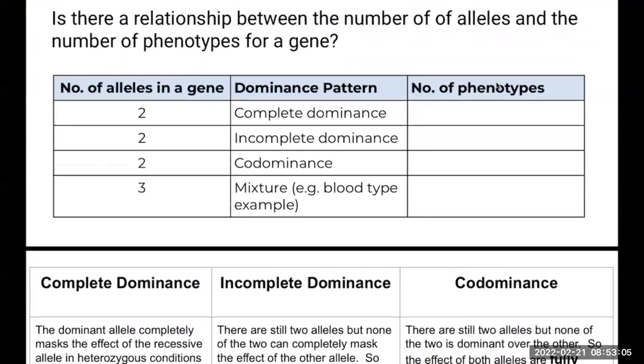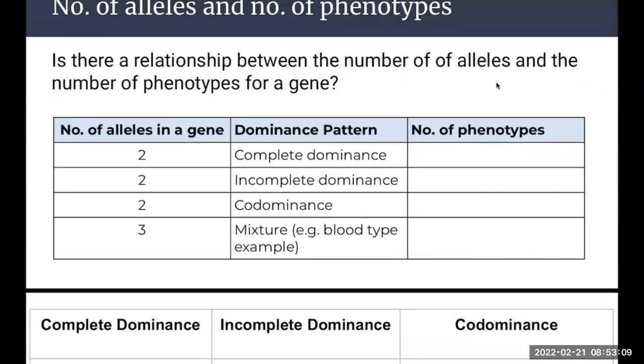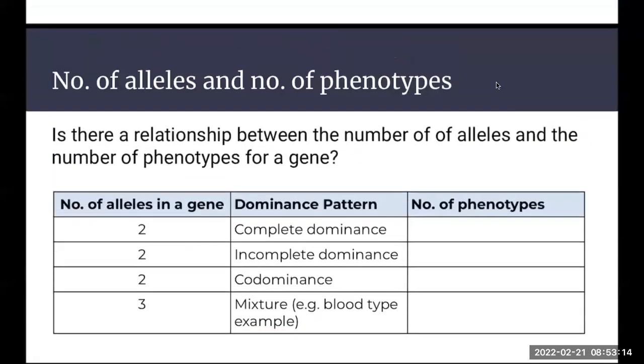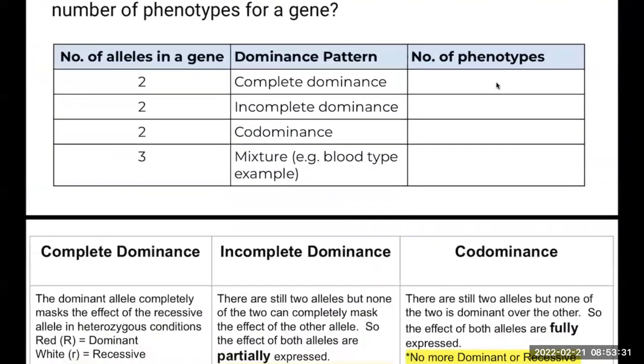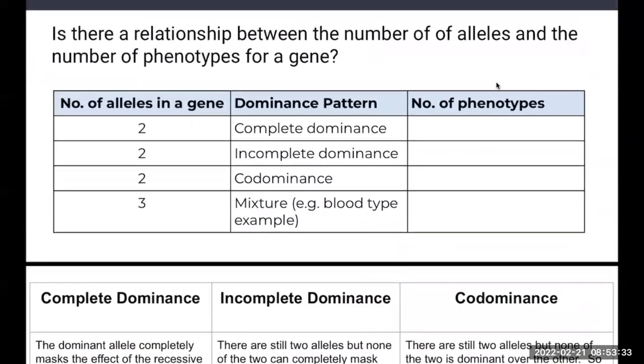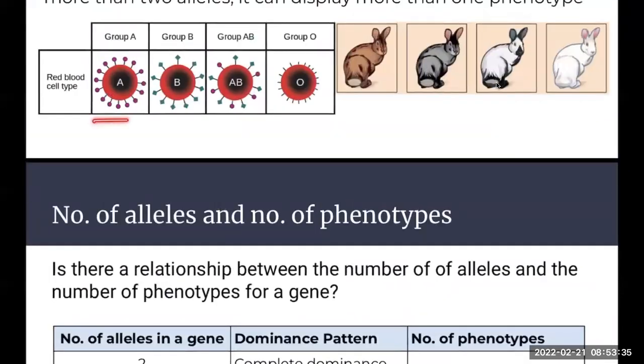However, if we move beyond just having two alleles, and the dominance pattern is a mixture, just like the blood type, where these two are completely dominant over O, and these two are codominant with each other and generate a blood AB group for you, then what you'll get is 4 phenotypes.